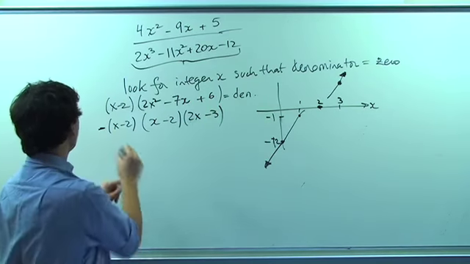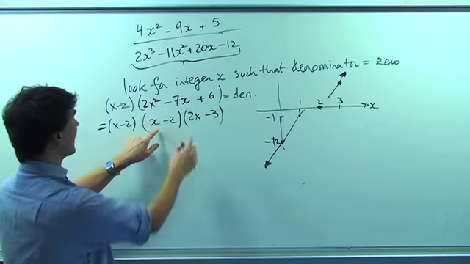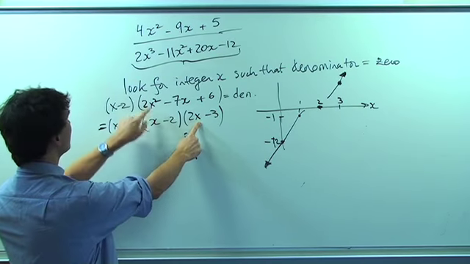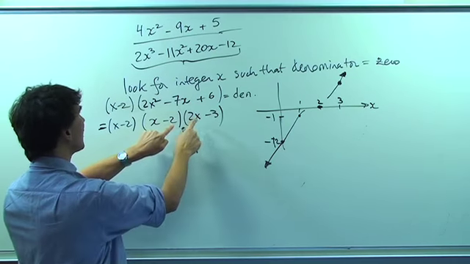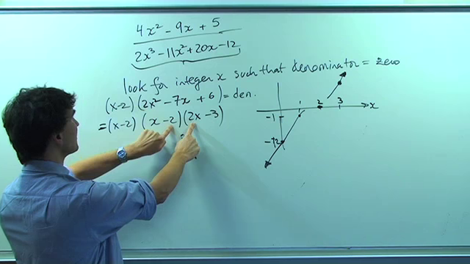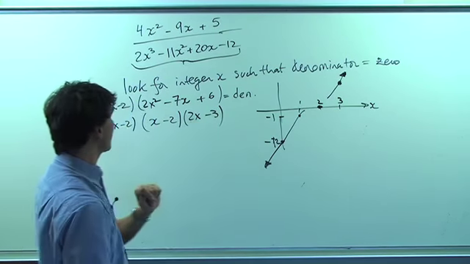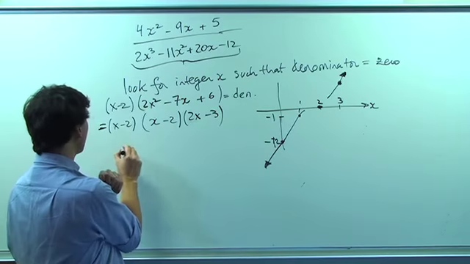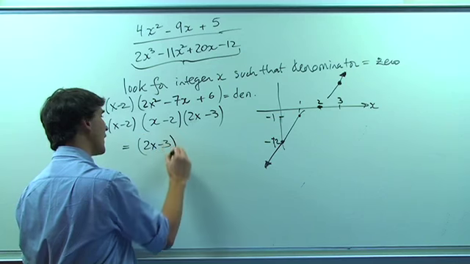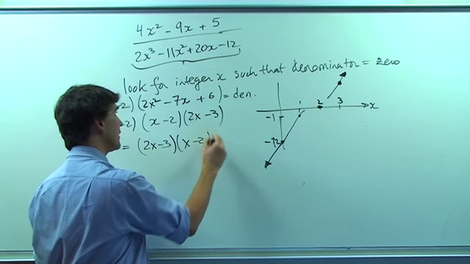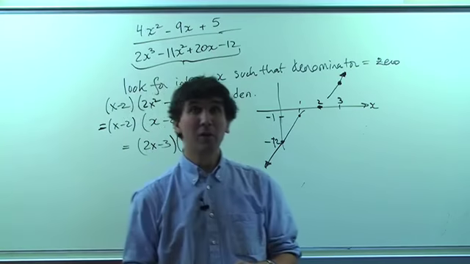Let's just check that that's true. We've got x times 2x is 2x squared. The minus 2 times minus 3 is plus 6. The minus 2 times 2x is minus 4x, minus another 3x is minus 7x. So that is worked out correctly. So in fact, we could write this as 2x minus 3 times x minus 2 squared. Okay, so we've managed to factor our cubic.